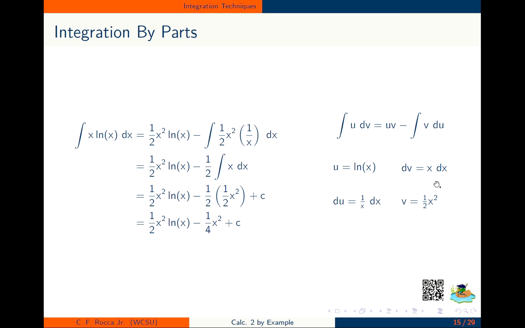Okay, so that's an example of integration by parts, and there are lots of variations on this, but in general, that's the basic routine. That's the basic pattern for how you carry out this type of problem.